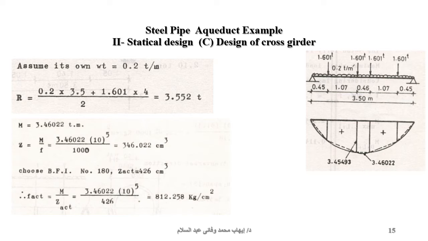Design of cross girder. Assume own weight 0.2 ton per meter. We find the reactions, then find the moment.